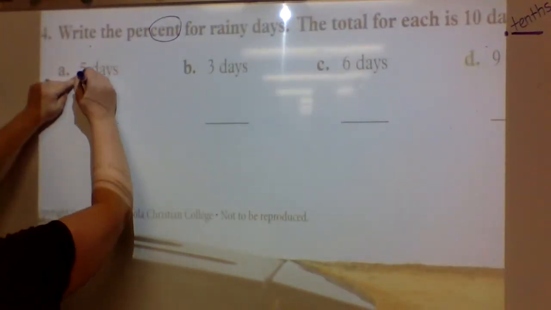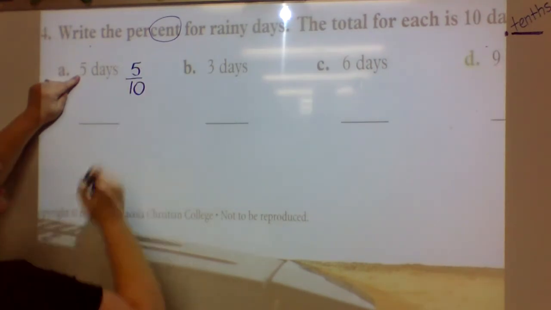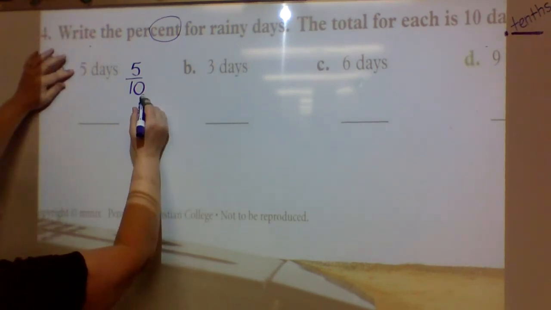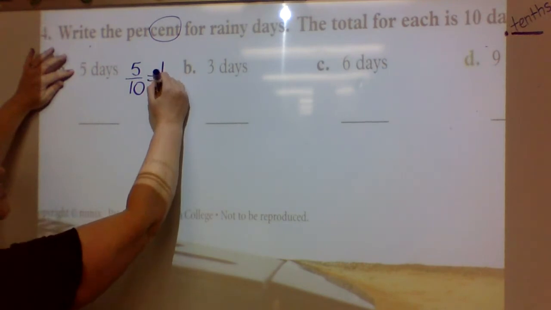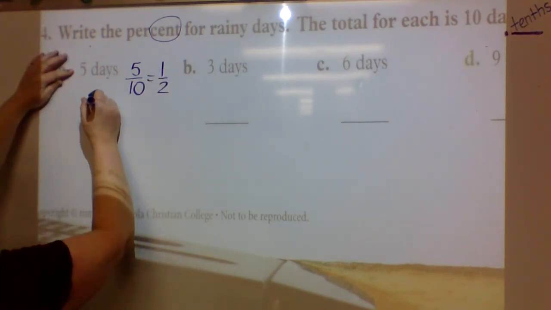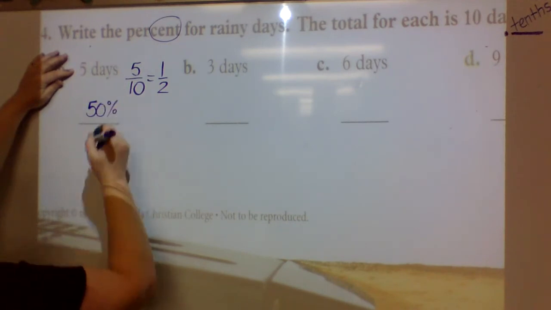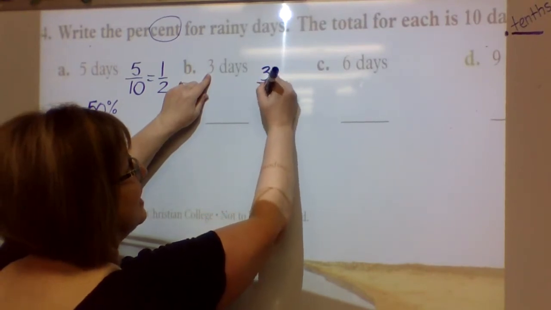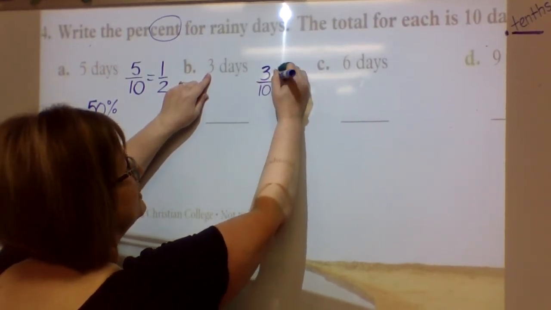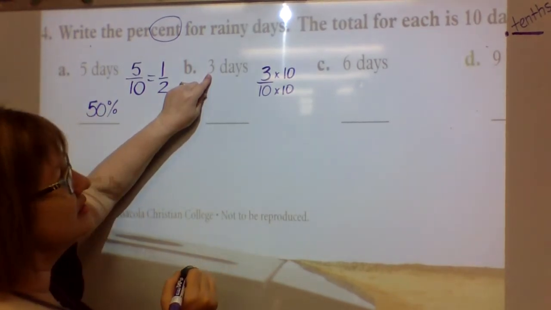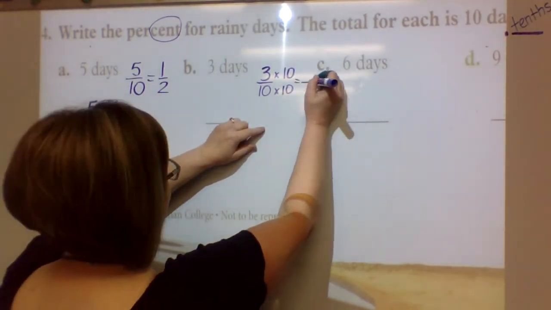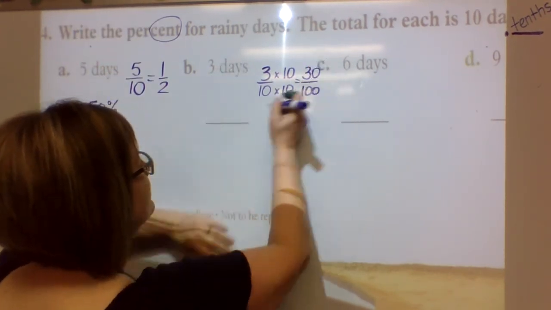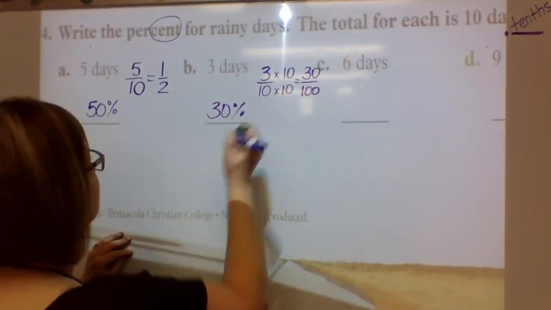So 5 out of 10 would equal, let's see, they want the percent. 5 out of 10 is 1/2, and what's 1/2 of a dollar? That is 50%. Okay? 3 days, so 3 out of 10, you can just multiply these both times 10 to get it. 10 times 10 is 100, because percent is based on 100, and 3 times 10 is 30. So 3 days would be 30%.